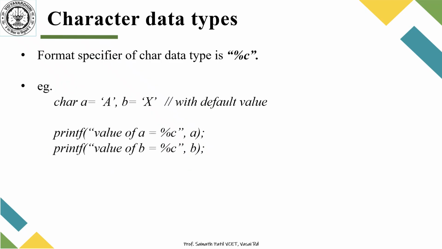Format specifier for character data type is %c. For example, if I declare char a is equal to, in single quotes, capital A, and for b is equal to, in single quotes, X. So in the printf statement, value of a is equal to %c comma a. In place of this %c, capital A will be displayed, and in place of this %c, capital X will be displayed. So %c is the format specifier for the character data type.